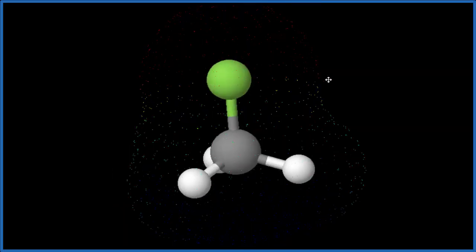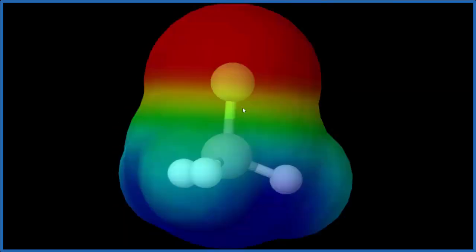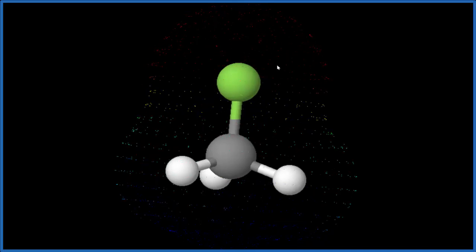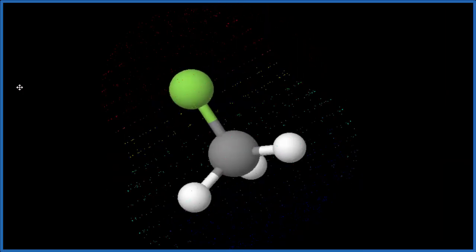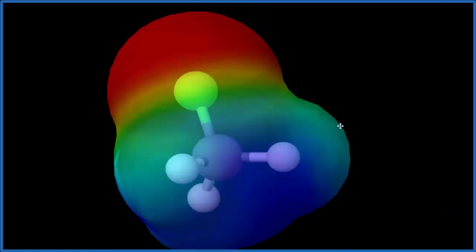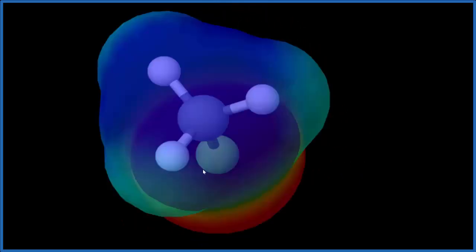The red here, that tells us where it's very negative. The blue is the positive. So in answer to our question, this is a very polar molecule because of that fluorine here on the top. And you can see that we have a very negative side, the red, and then the positive side, the blue.